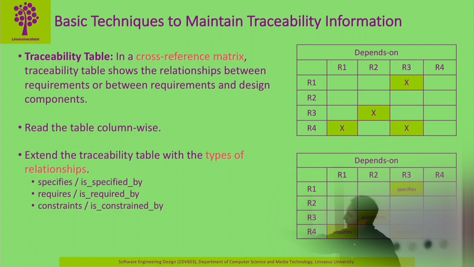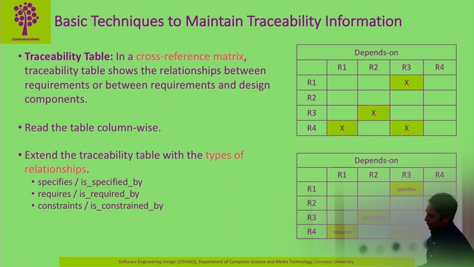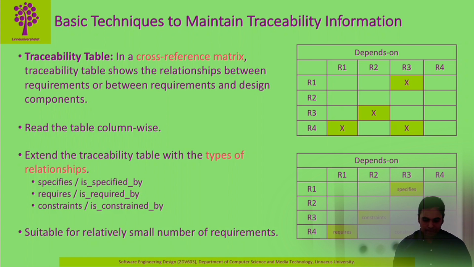In the same way, R1 is constrained by R3. R3 specifies R1, because requirement R1 is not sufficient alone to describe itself. So R1 complements R1, and also R1 constrains R4, R3 constrains R4. So in this way, we can specify the relationships in a more specific manner. But this approach is good for a small number of requirements, because you cannot have a large table with 100 requirements or 200 requirements and then do everything one by one.